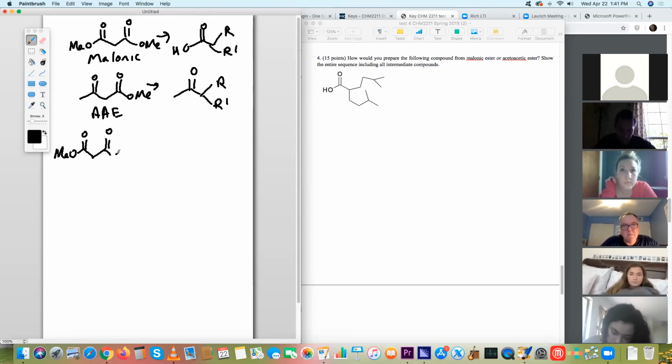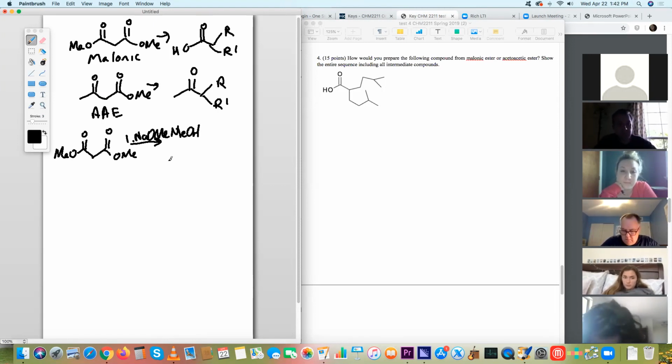So we're starting off with malonic ester. And we're going to use sodium methoxide. And then we're going to add to that, instead of H+, which would just make this negative and then put an H back on, which we don't want to do, we're going to add some kind of alkyl halide. And we've got to figure out, what's that alkyl halide going to look like? I'm going to see if I can squeeze it in down here. And we'll look at how we identify that.